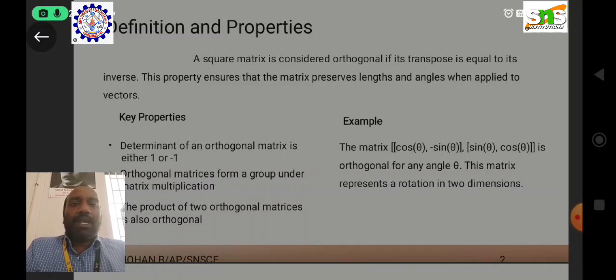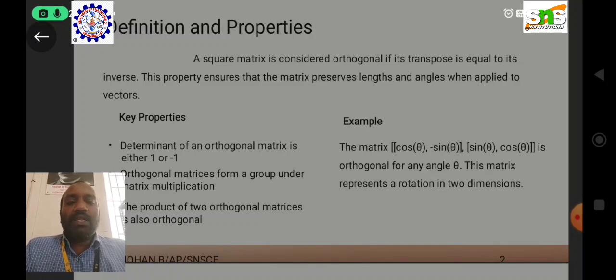Then, the orthogonal matrices form a group under matrix multiplication. Usually, the definition of an orthogonal matrix is that it is basically a symmetric matrix with repeated eigenvalues, and it will always be orthogonal.